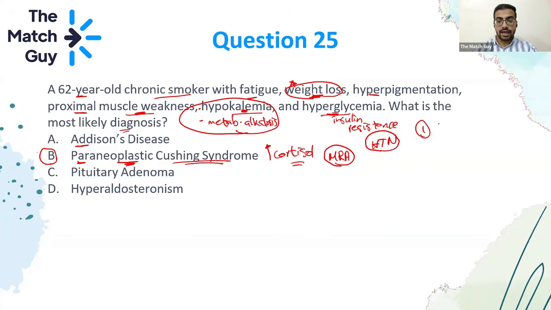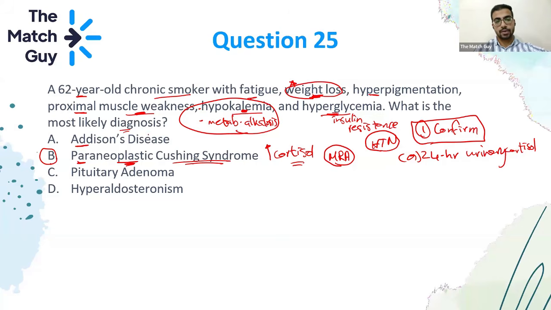So the first thing is I want you guys to confirm Cushing, okay? How are you going to confirm Cushing? First of all, you are going to do a 24-hour urinary cortisol test. If they ask you what the next step is, I don't want you guys to go jumping into chest X-ray, even though you know it's a paraneoplastic syndrome mostly caused by a lung cancer.